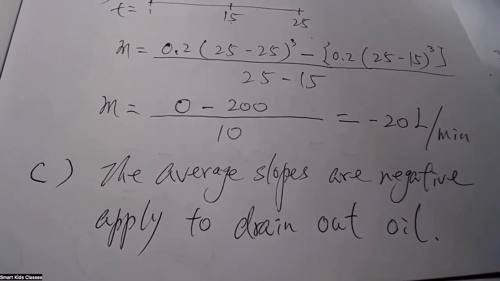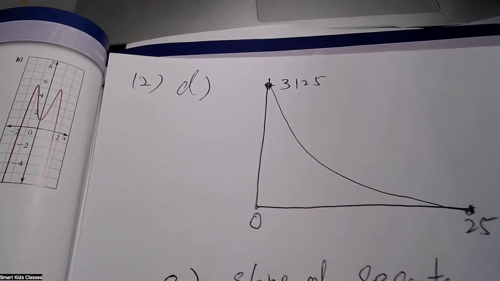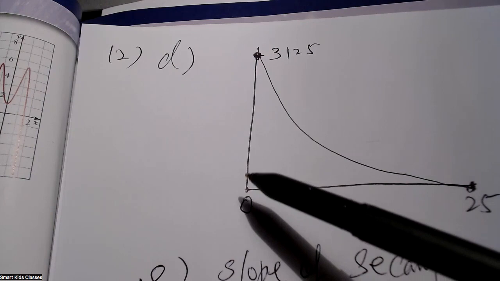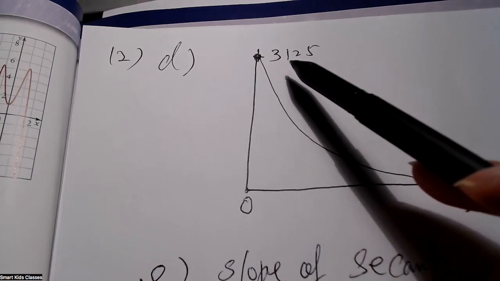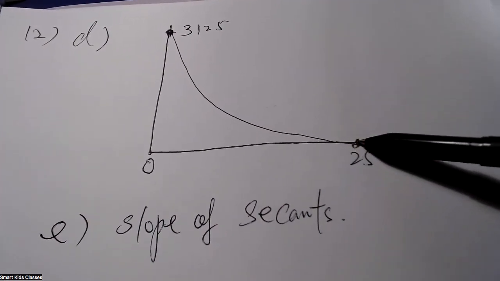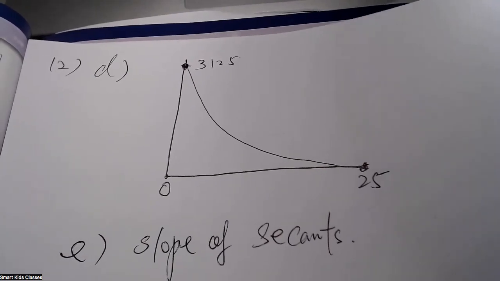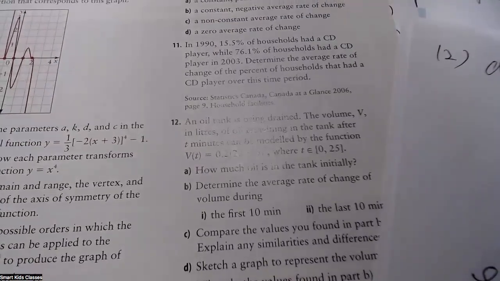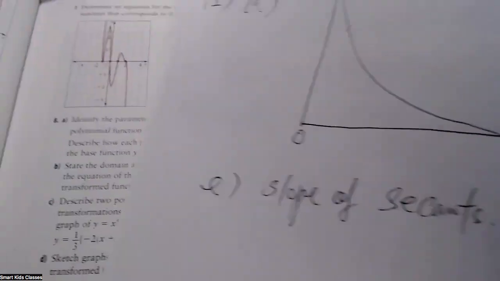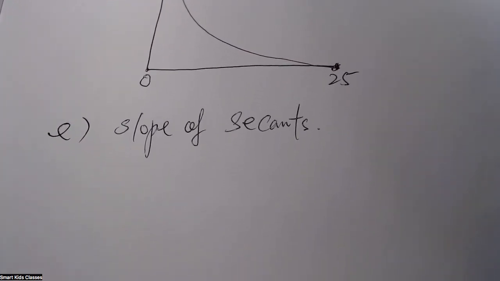And that's for question 12. Now we're going to plot question 12D. When the time is 0, the y-intercept is 3,125 L, and there is also a t-intercept. Then we move on to E. Question E for question 12: what does the variable found in part B represent on the graph? These are the slopes of the secant. So we finish question 12.